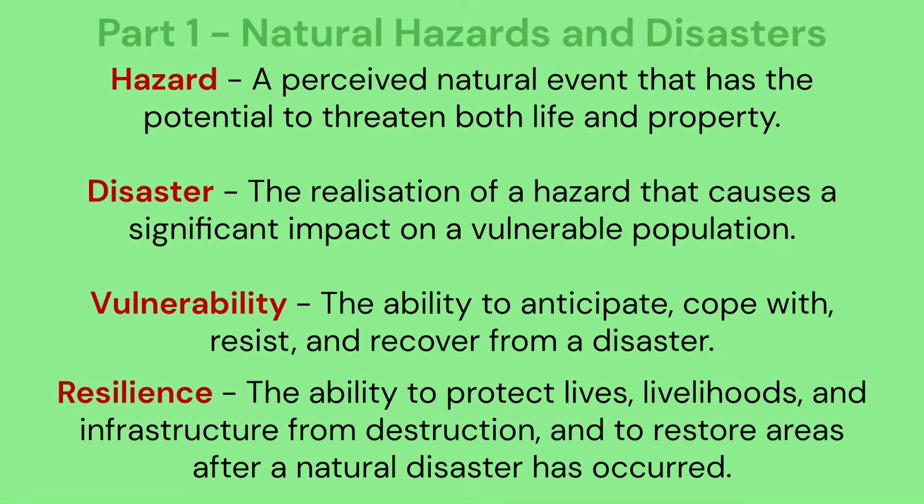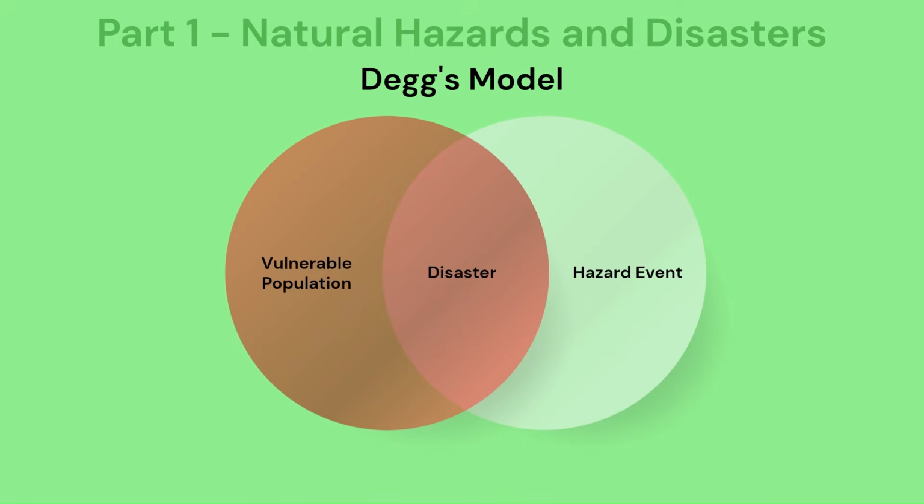natural disaster has occurred. As we will see next, it is important to understand that a disaster only occurs when a vulnerable population is exposed to a natural hazard. The model here is called Degg's model. It is a useful way to visualize the theory that a disaster only occurs when a vulnerable population is exposed to a hazard. You may notice how it looks similar to a Venn diagram, and you should remember this model, as you may be asked about it, or asked to give an example of a disaster model.